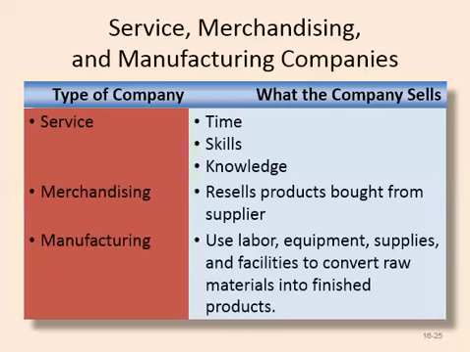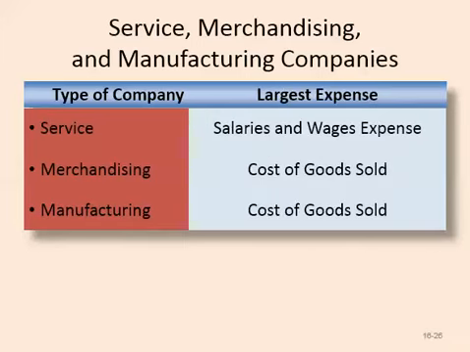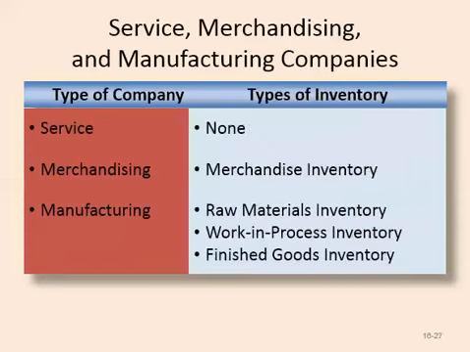And in order to do this, the company must use labor, equipment, supplies, and facilities. Now, the largest expense for service companies is obviously salaries and wages. For manufacturing and merchandising companies, cost of goods sold is typically their largest expense, so the cost of the merchandise that they're actually selling. So service companies have no inventories. Merchandisers have one inventory account, which is merchandise inventory, and manufacturers have three different inventory accounts: raw materials, work in process, and finished goods.